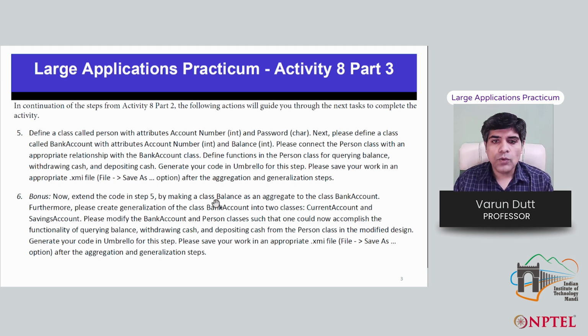Also, we can extend the design by creating a class balance as an aggregation of bank account, and then we can create a generalization of the bank account using current account and saving account. You can modify the bank account and person classes, so that the functionality of querying balance, withdrawing, and depositing cash is accomplished from the person class in the modified design. We can again generate the code using Umbrello. So please try out this activity using Umbrello, and we will take a look at it in the next lecture, with more advanced concepts using Umbrello.